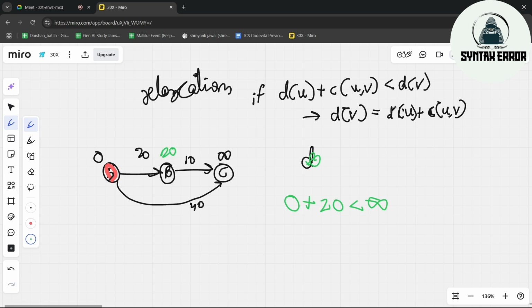So our new d of v we have written. Now what we will do? We will create a new u. We will take our new v. Okay, now let's see our relaxation. What is d of u? D of u is 20.